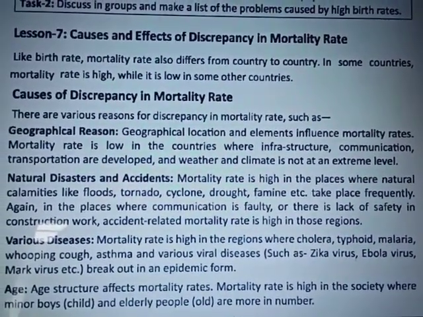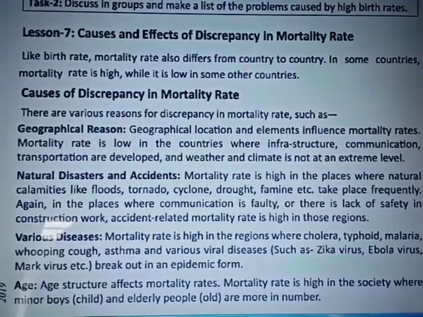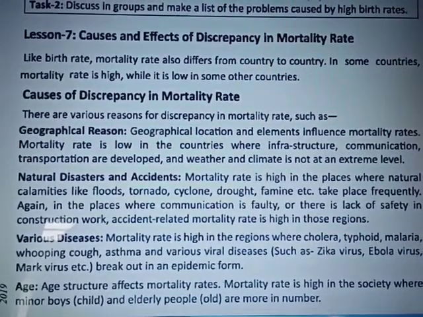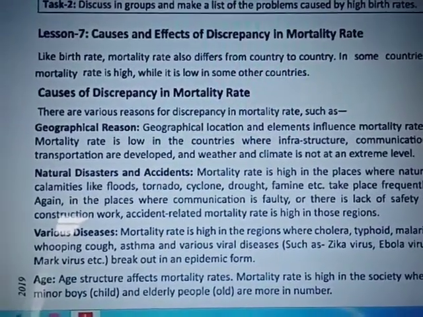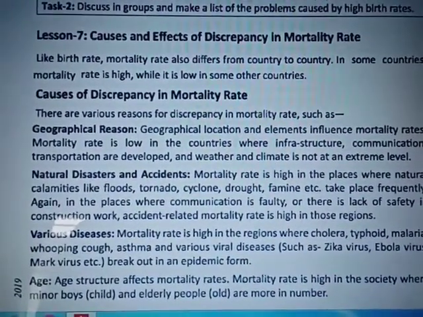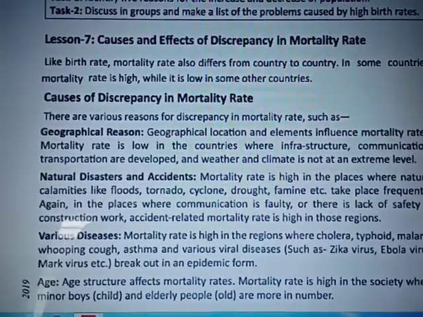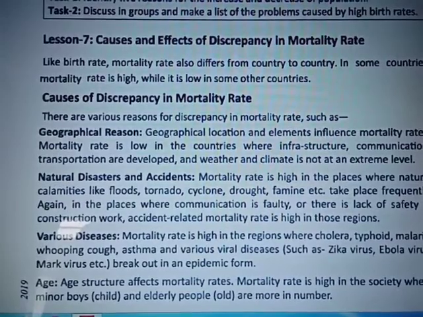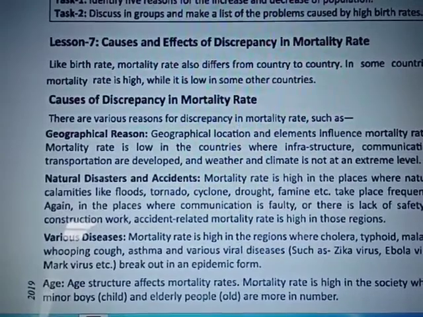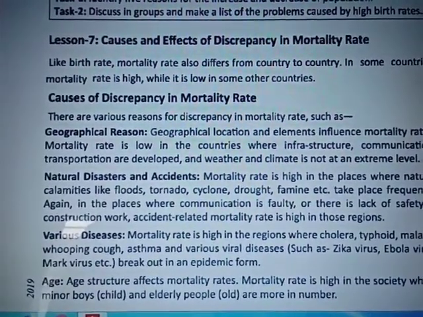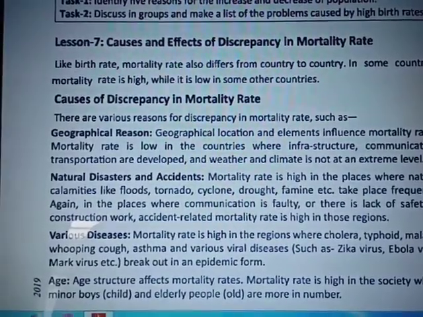Causes of discrepancy in mortality rate: geographical reason. There are various reasons for discrepancy in mortality rate, such as geographical reason. Geographical location and elements influence mortality rates. Mortality rate is low in the countries where infrastructure, communication, and transport are developed, like Japan, where weather and climate are not at an extreme level, and there are fewer natural disasters and accidents.